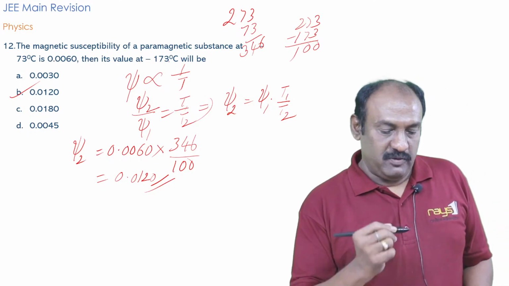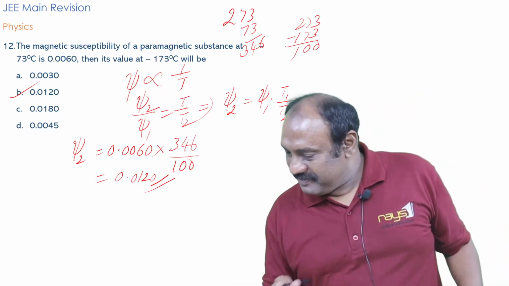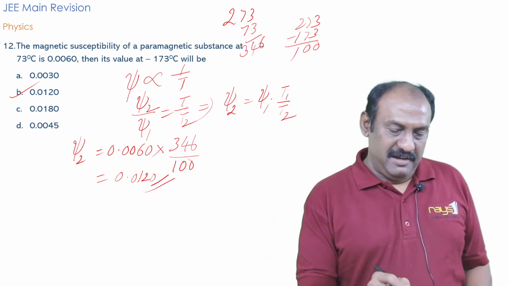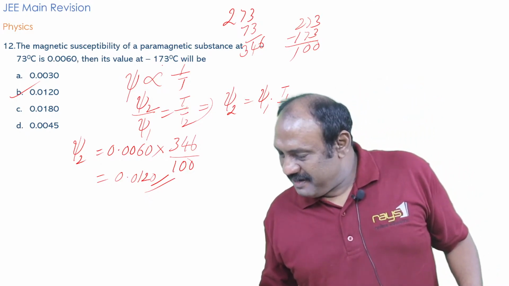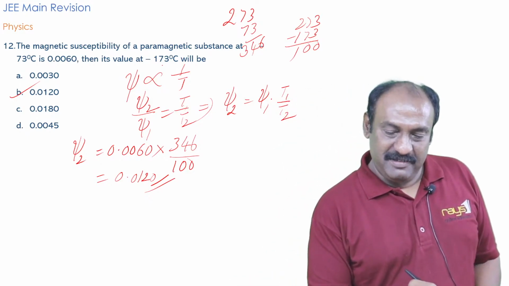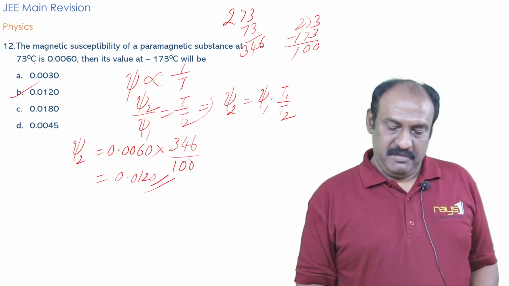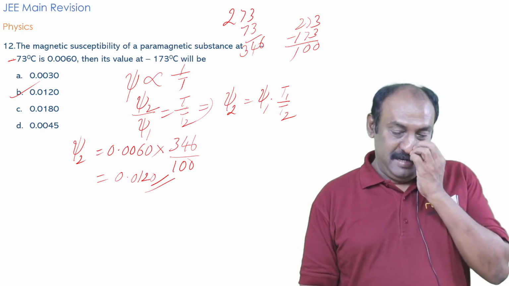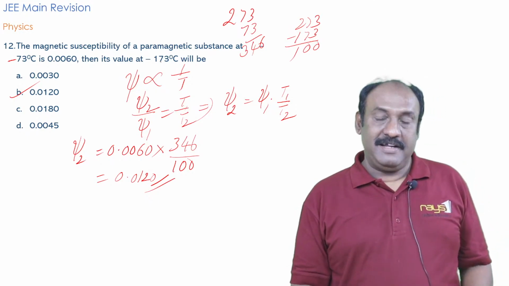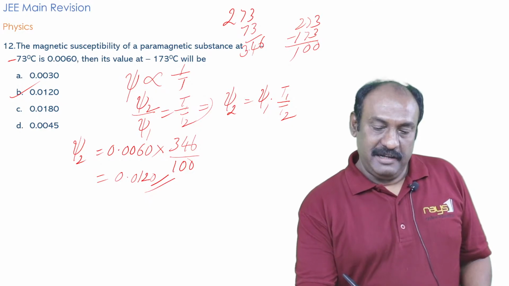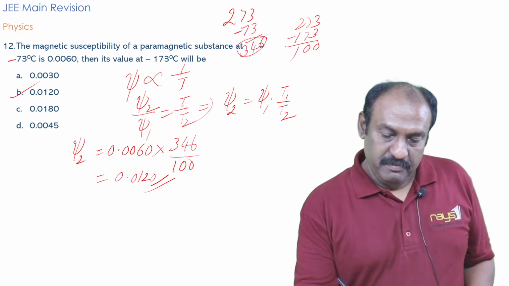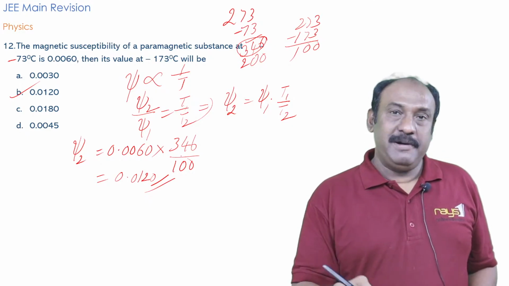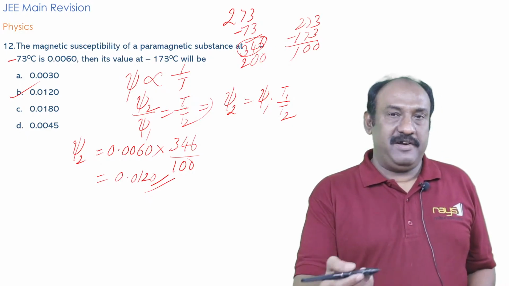So it is minus 173, and it is 73 degrees centigrade. Yes, I think it should also be minus 73 degrees centigrade. So you correct this one as minus 73 degrees centigrade and minus 173 degrees centigrade. Then only you get 200 and 100. So 200 by 200 will be a different value.